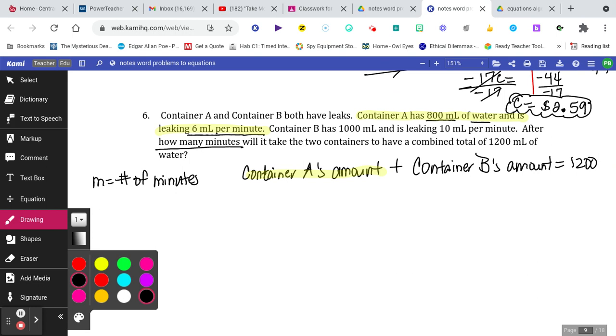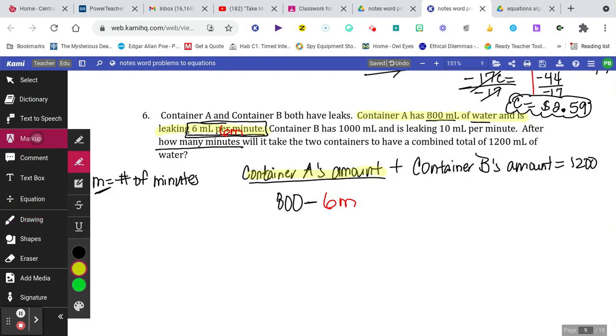So container A starts off with 800 milliliters, but it's leaking. So I'm going to subtract. It's leaking at a rate of 6 milliliters per minute. So 6 and M will go together. So that's going to be 6M. So we're going to put minus 6M. 800 milliliters minus 6 milliliters per minute, or 6M. So for every minute, 6 milliliters are coming out.